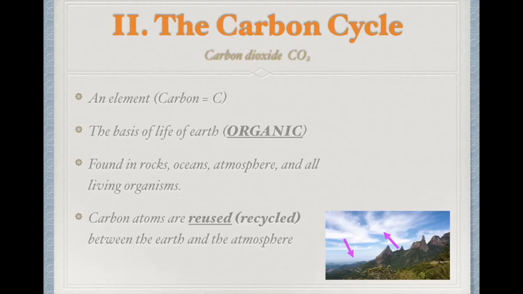Now we move into the carbon cycle. The carbon cycle focuses on the element carbon. Carbon with hydrogen is organic. So sugar, which is C6H12O6, this is an organic thing. If it was once living, it is organic. So salt, on the other hand, is NaCl. There's no carbon in it, so it is not organic.